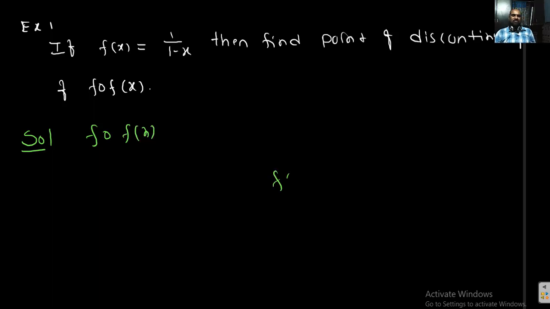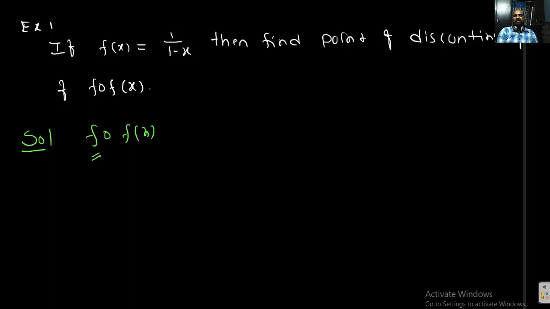For continuity of f circle g, first of all g of x should be continuous at x equal to a and f should be continuous at g of a. Then we can say that f circle g is continuous at x equal to a. What is the meaning of that? First of all, f should be continuous. Where is f continuous? At every x it is continuous except 1. F is discontinuous at x equal to 1, no? That's why f circle f of x is also discontinuous at x equal to 1.